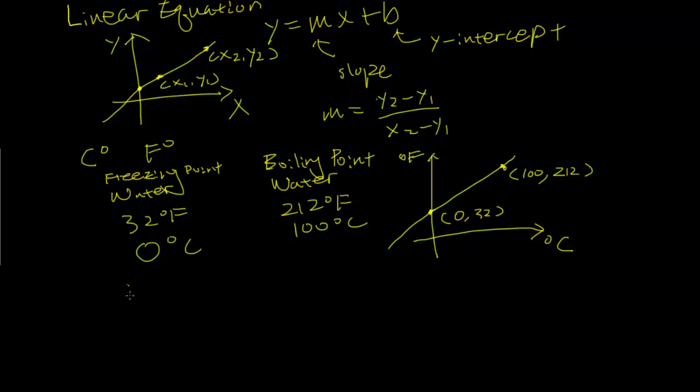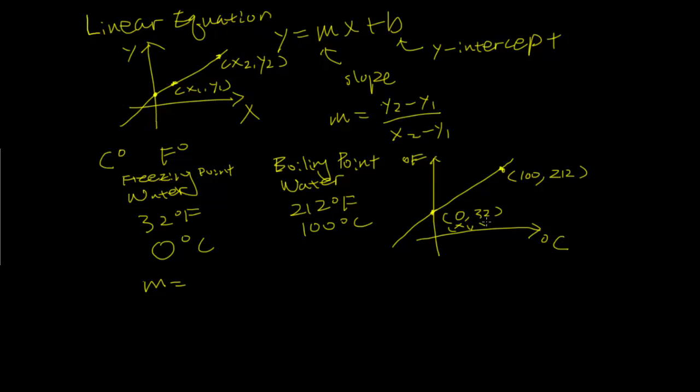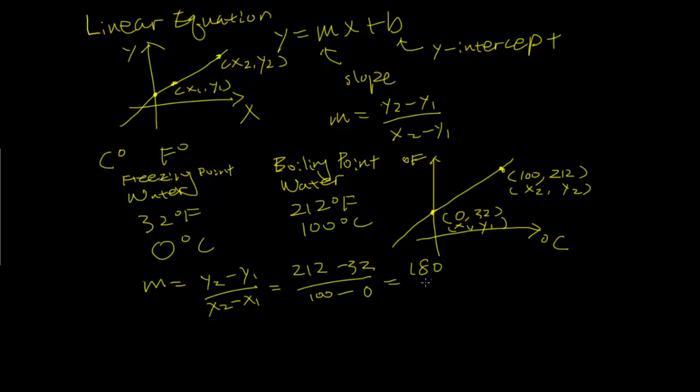The slope of this line would be, so again, this is x1, y1, x2, y2. y2 minus y1 over x2 minus x1 is equal to 212 minus 32 over 100 minus 0, which gives us 180 over 100, which is equal to 9 over 5.